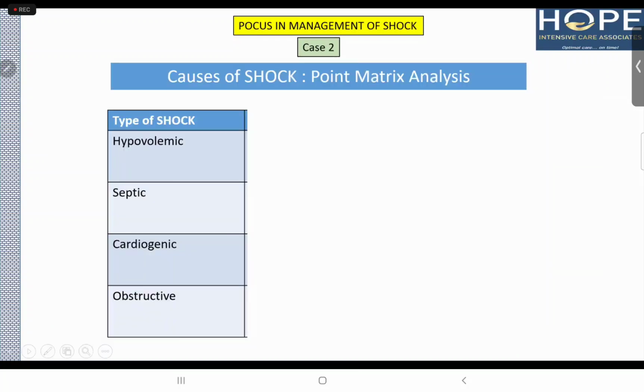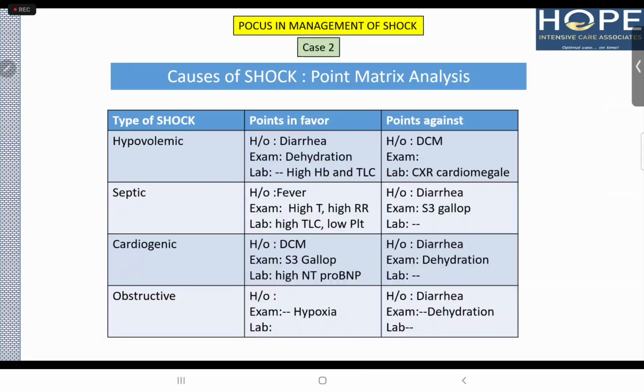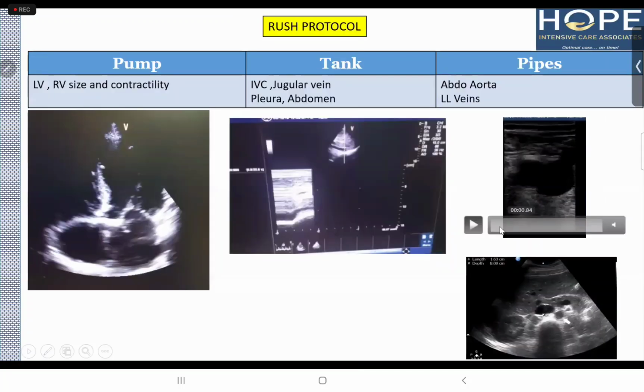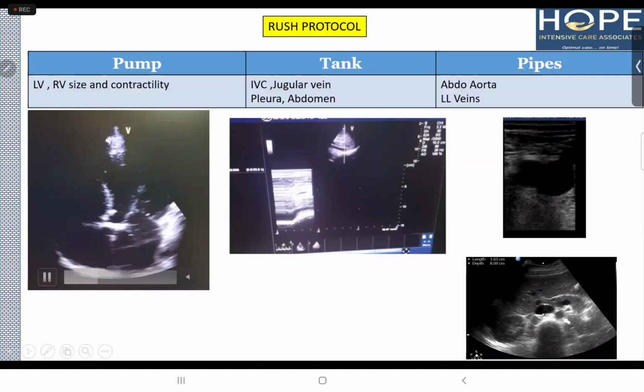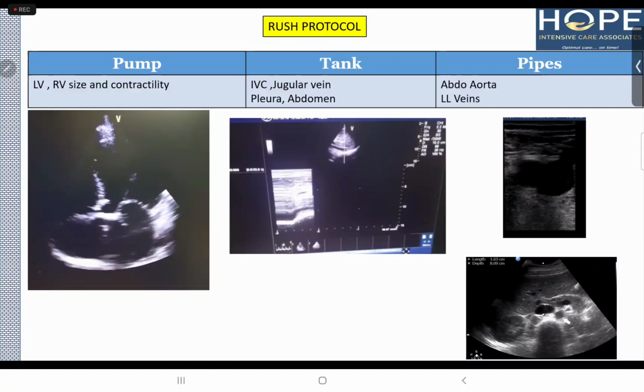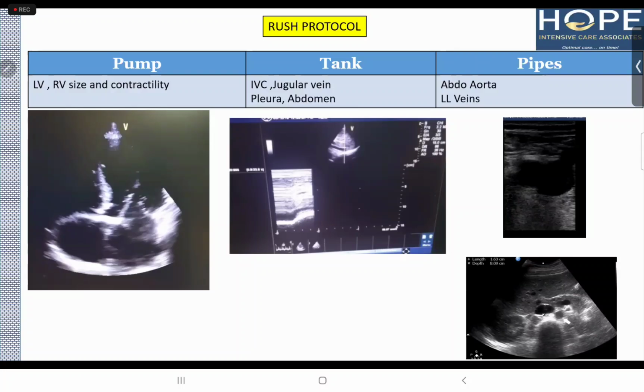Now again, either you can do this matrix analysis, which I have already written, and we will start playing the videos one by one. So this is the left ventricle, this is LV, this is RV, this is how his heart looks.